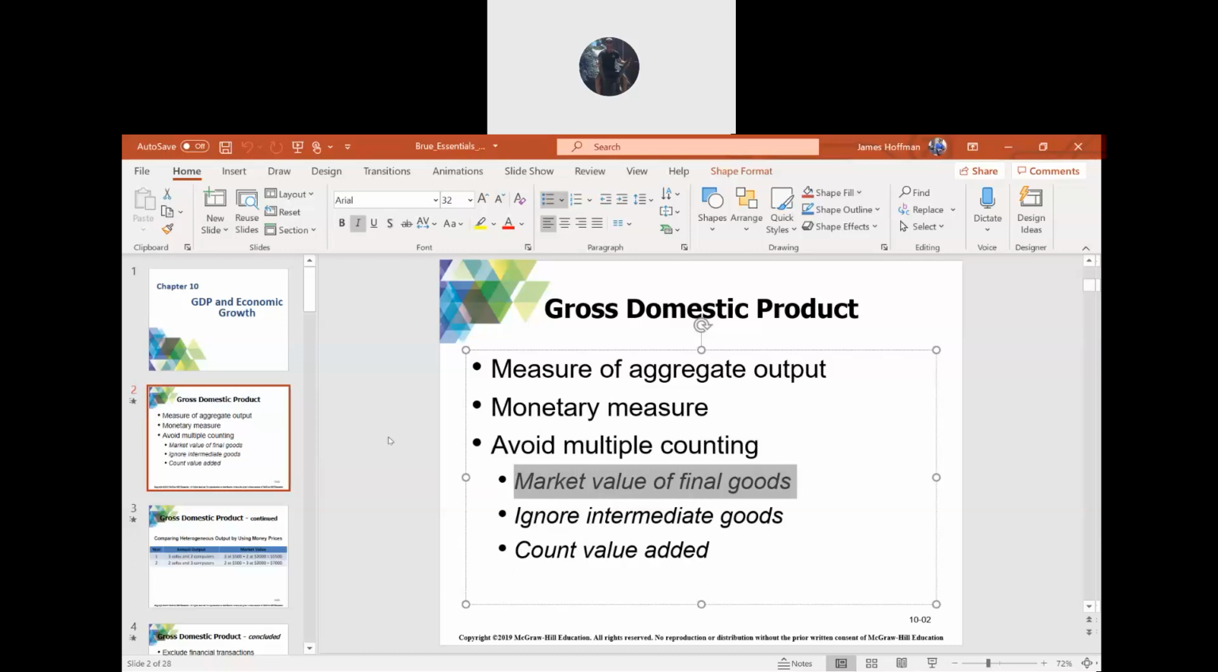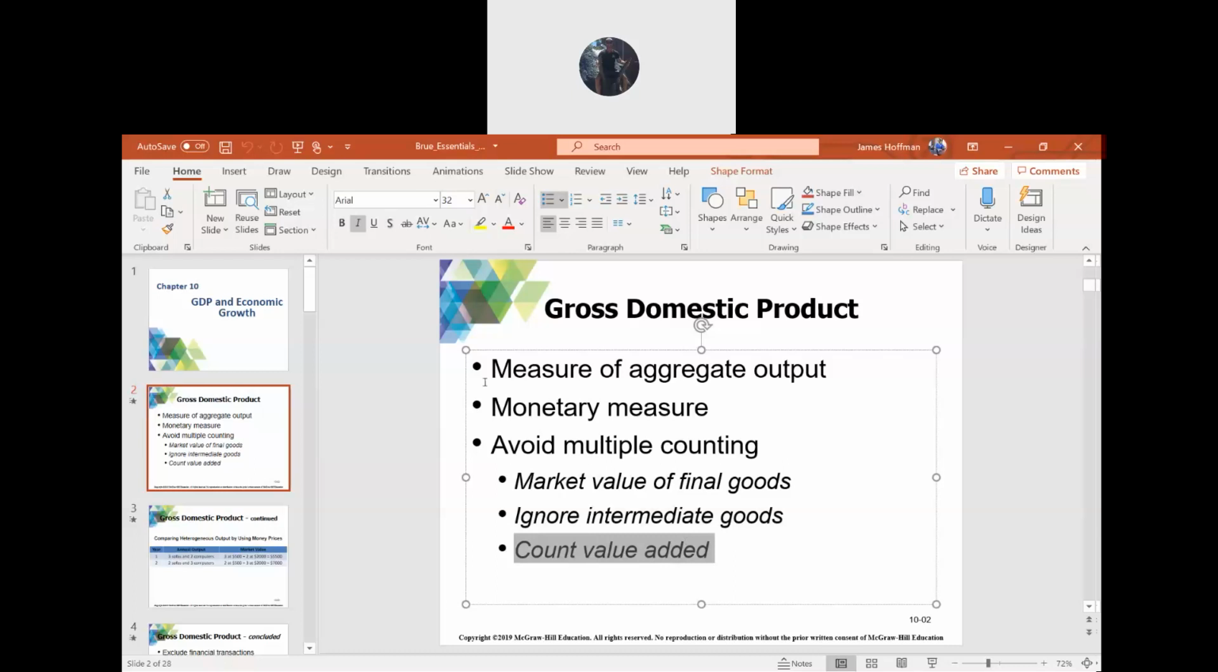Okay, so it's the market value of final goods and services, and that means we're not going to count intermediate goods. If we're taking the dollar value of a new car, then you don't want to include all the component parts that go into it, or if you're talking about a new iPhone, all the intermediate parts or the resources that go into it, those don't count. It's only the final value of new goods and services. So we'll ignore all those intermediate goods and only count the final good that's sold in the market.